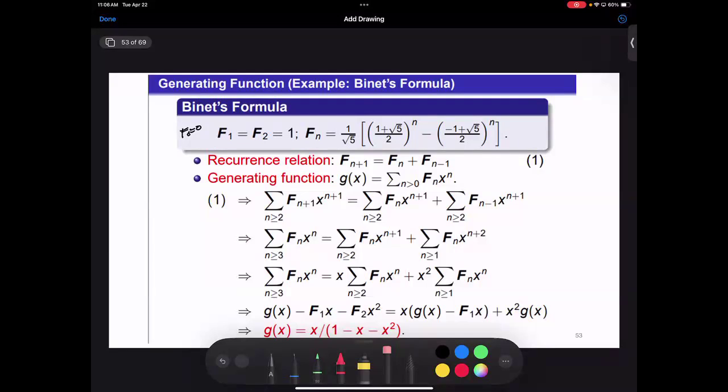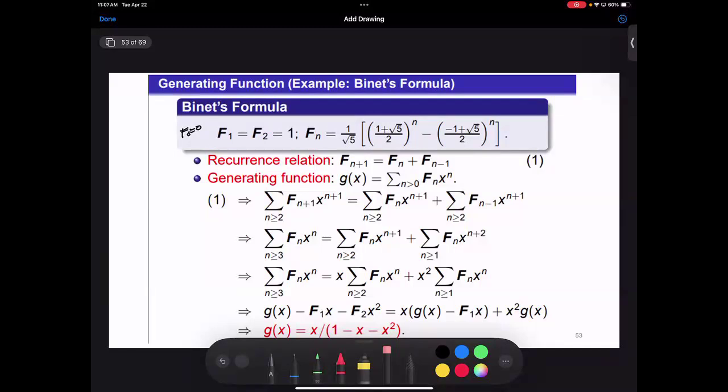Here's how to analyze them using generating functions. Let's define g of x to be the sum of f_n x to the n. At first, you might be thinking, does this make any sense to do? If I knew the Fibonacci numbers, why would I be writing down the generating function? Well, we know the Fibonacci numbers. Once I give you the recurrence relation and the initial conditions, I can just rattle off numbers.